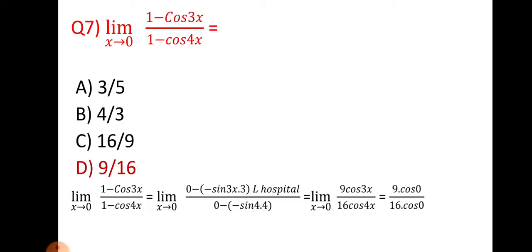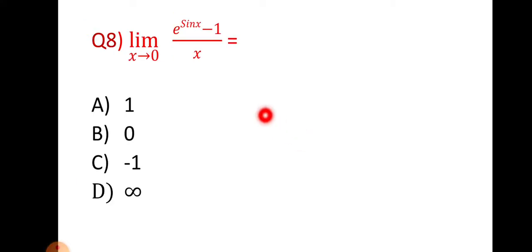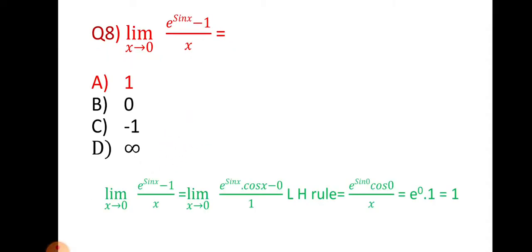Now let us move to question number 8. Limit x tends to 0, e to the power sin x minus 1 divided by x. The final answer for this question, and here are options A, B, C, D. Now let us see the solution.